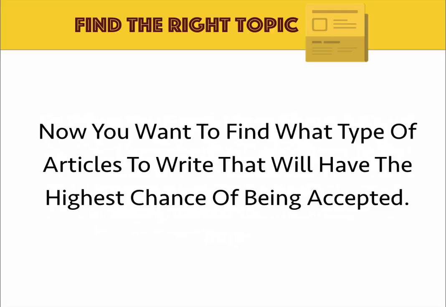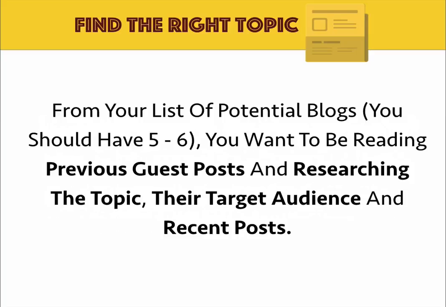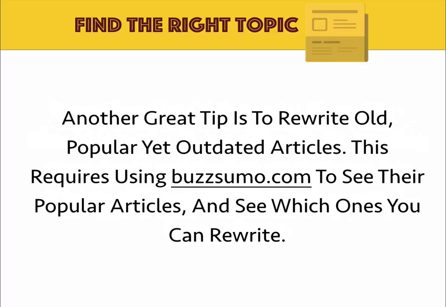The third thing is to find the right topic. Now you want to find what type of articles to write that will have the highest chance of being accepted. From your list of potential blogs, you should have around five or six. You want to be reading their previous guest posts and researching the topic, their target audience, which should be similar to yours, and their recent posts.